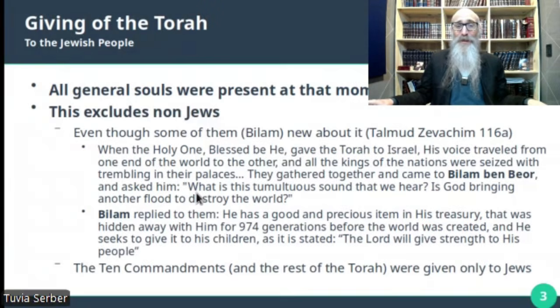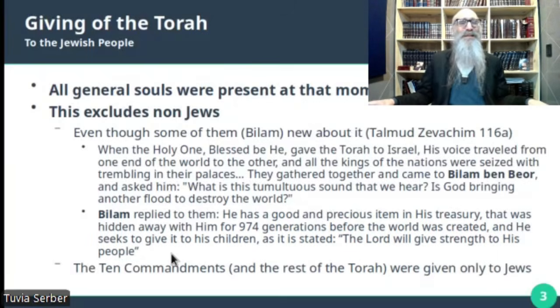So they asked Bilam, what is this tumultuous sound that we're listening to? Is God bringing another flood to destroy the world? That's what people asked Bilam. And he answered, no. He has a good and precious item in his treasury, said Bilam. He knew what the Torah was. It was hidden away with him for 974 generations before the world was created, and he seeks to give it to his children, the Jewish people. As it says, "Hashem oz le'amo yiten," the Lord will give strength to his people. God is going to give strength to his people, the Torah, and he's going to bless his nation with peace. That's what the psalm says.